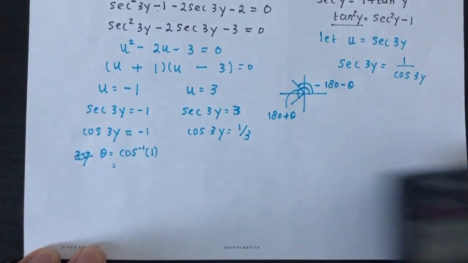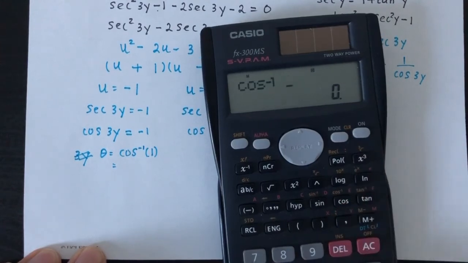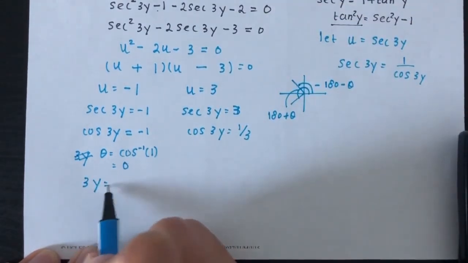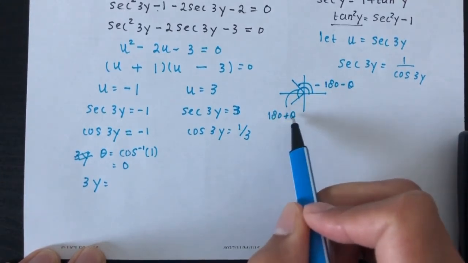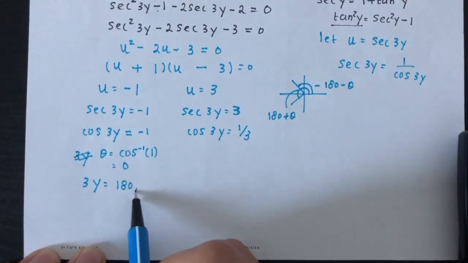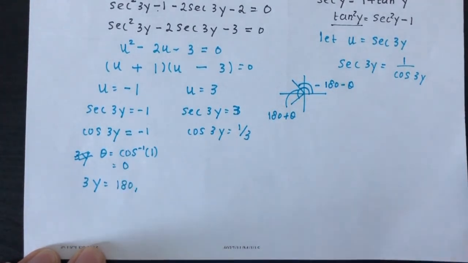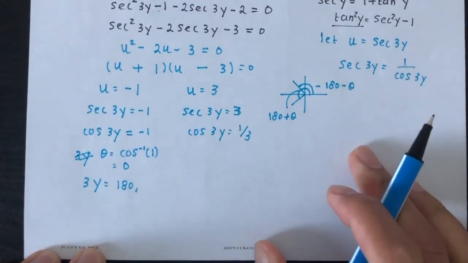Let's see what we get. Cos inverse of 1 is equal to 0. So 3y is equal to, the first one is 180 plus 0, that is 180, and this is the same as well, 180, so only one value. So for now, let's leave it like that. Let's now find these values.